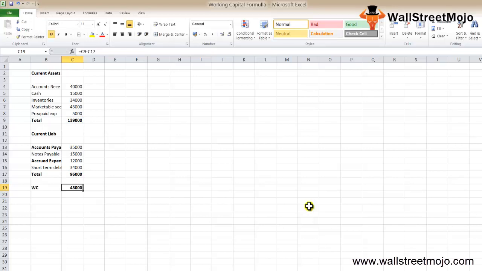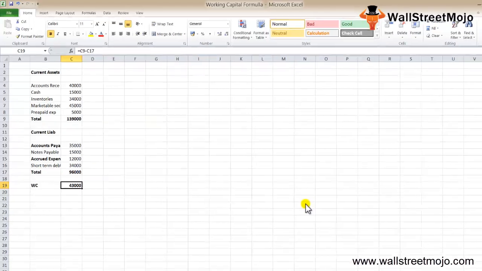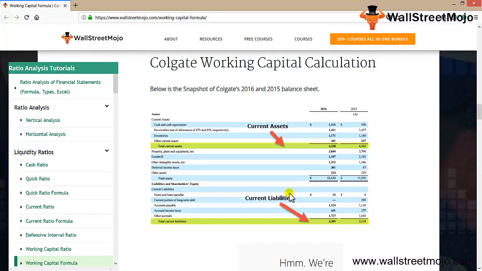Now I'll show you Colgate's working capital calculation so that you get to know how companies in the real world calculate their current ratio or the working capital formula in this particular scenario. As you can see, for Colgate's working capital, this is a snapshot of 2016 and 2015 data. Everything is in millions. The total current assets are 4,338 and 4,384, and the total current liabilities are 3,305 and 3,534.